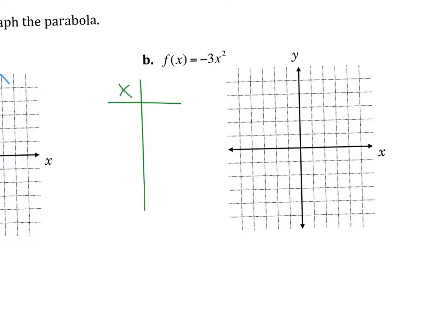What's your vertex on this one? Did we move left to right or up and down? No, we haven't, right? So your vertex is going to be 0, 0 again. If you plug in a 0 here, you get a 0 out. Okay, so we plot 0, 0. What if we plug in a 1? What do you get when you plug in 1? -3, right. So 1 squared times -3 is -3. So 1, 1, 2, 3. Okay, what if I plug in a 2?